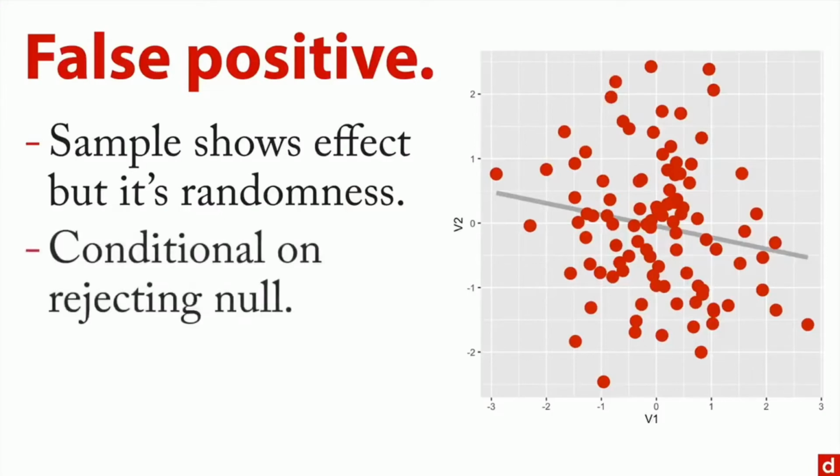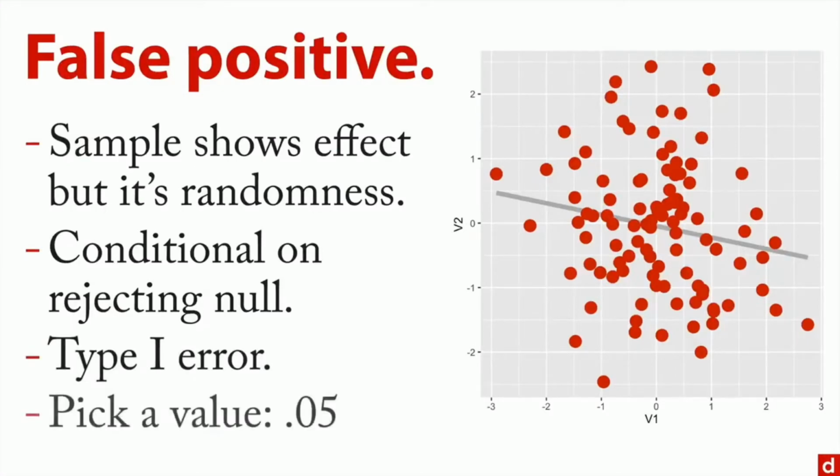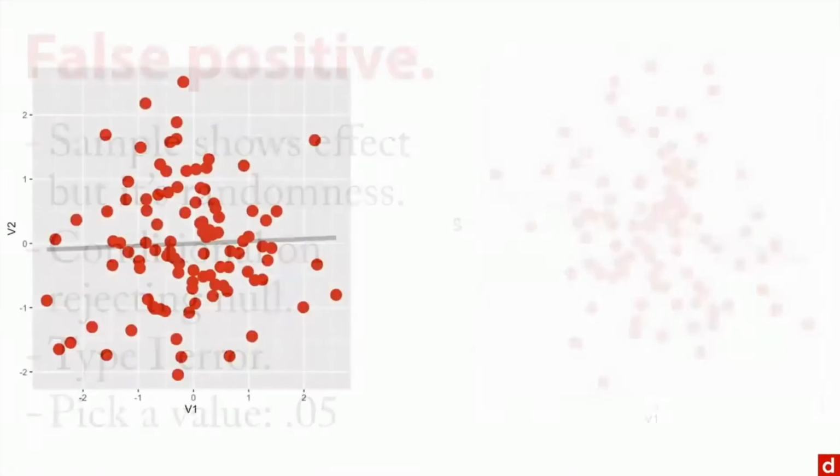The trick about false positives is that's conditional on rejecting the null. The only way you can get a false positive is if you actually conclude that there's a positive result. It goes by the highly descriptive name of a type 1 error, but you get to pick a value for it, and 0.05 or 5% risk if you reject the null hypothesis. That's the most common value.